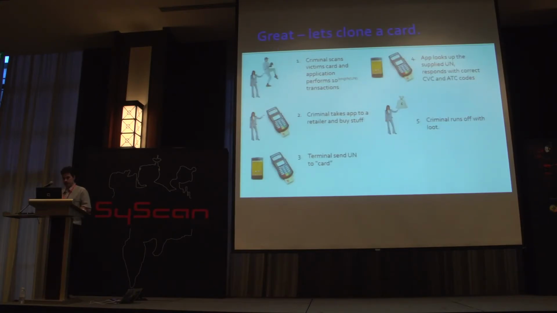So let's see. Okay, so the way to clone a card in the Mastercard case is you scan the card from someone and you perform 10 to the length of the unpredictable number required transactions. You then can go with your Nexus 7 and then perform the attack.